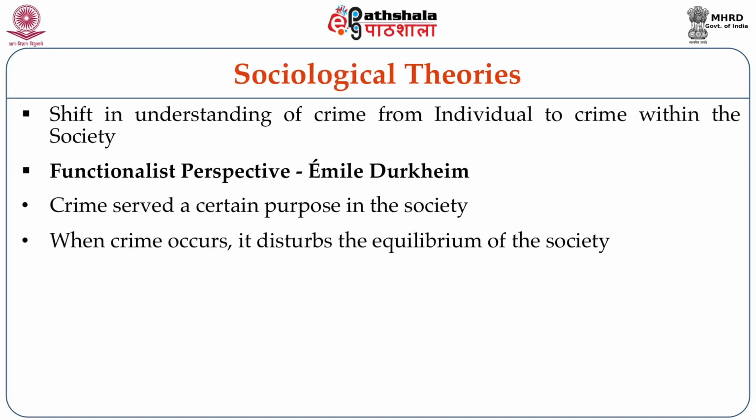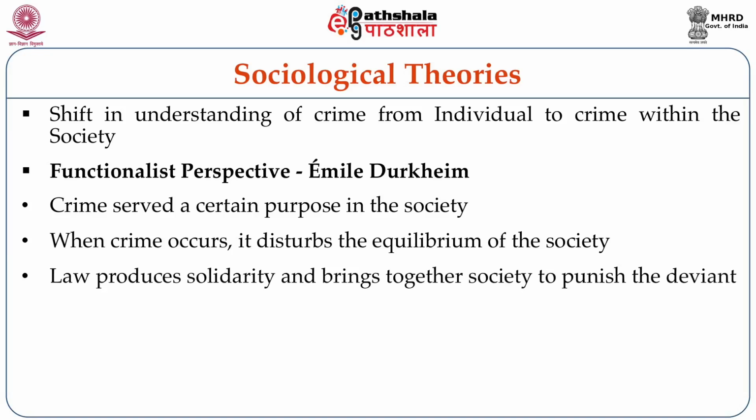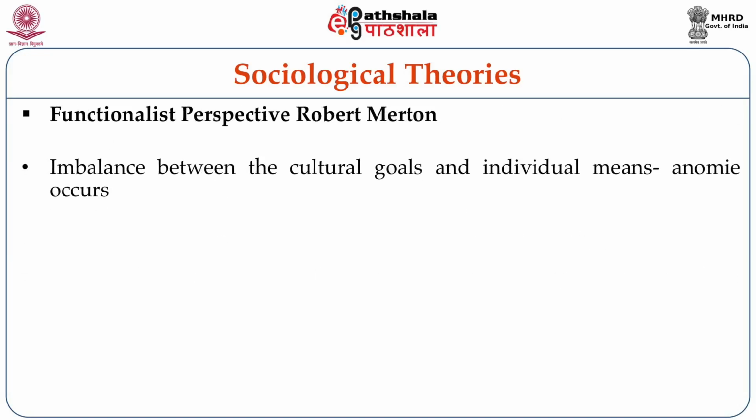Now what begins to happen is that there is a shift from psychological and biological theories to sociological theories. The first one we can talk about is Emile Durkheim, who said that crime is a very normal phenomenon in society because crime disturbs the equilibrium in society, and crime tells us the boundaries of legal behavior in a society. And also the law produces solidarity, brings people together so that the deviant can be punished.